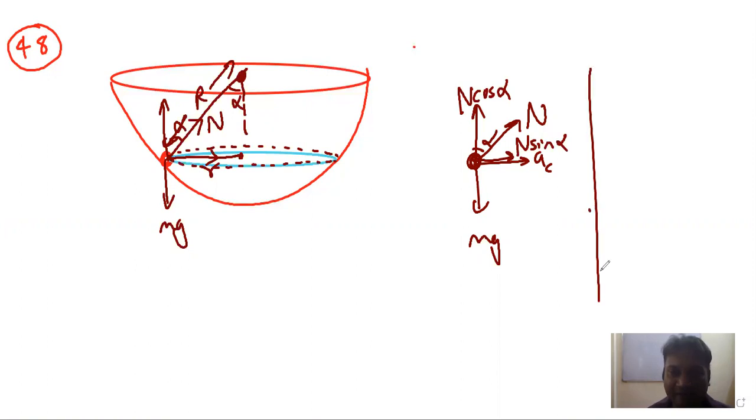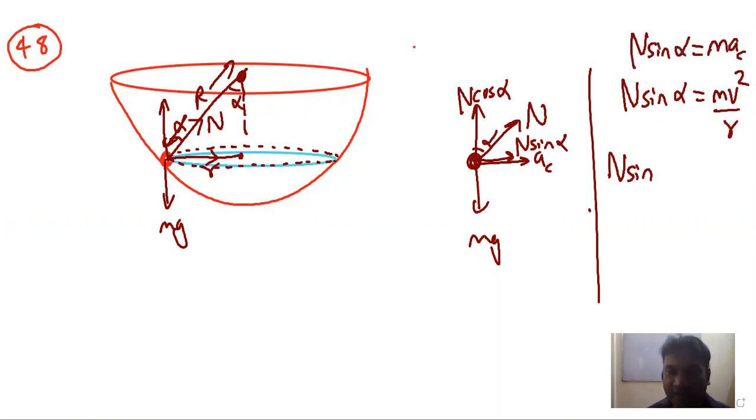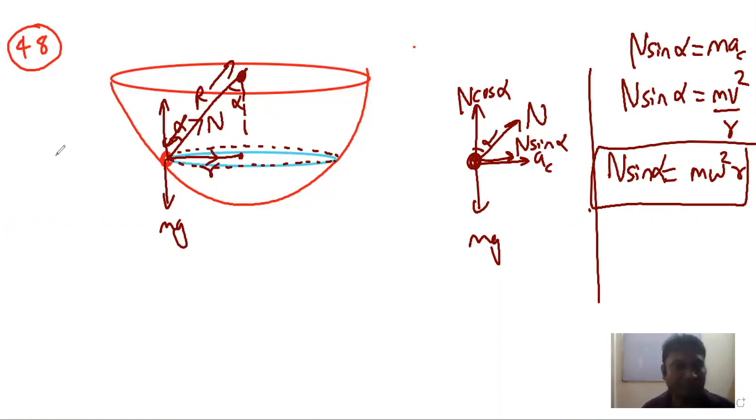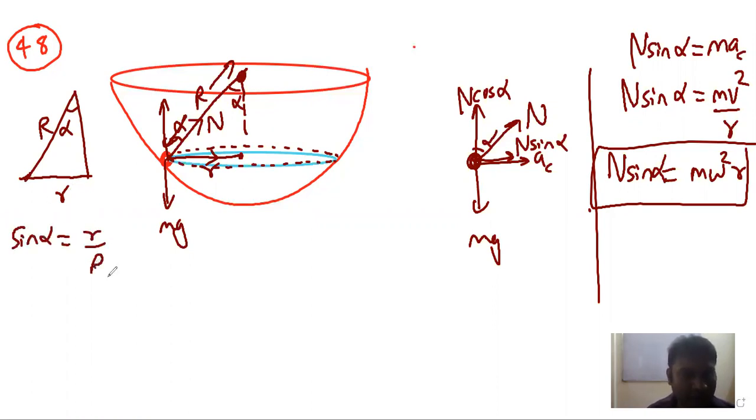So N sin alpha in this case is equal to mv square by r, or m omega square r, because it is centripetal acceleration. So N sin alpha is towards center, so mass into centripetal acceleration. So m omega square small r. Small r is the radius of the smaller circle. Let us find the relation between small r and capital R. This angle is alpha, this is small r, this is capital R. So from this, sin alpha is opposite upon hypotenuse. So small r is capital R sin alpha.